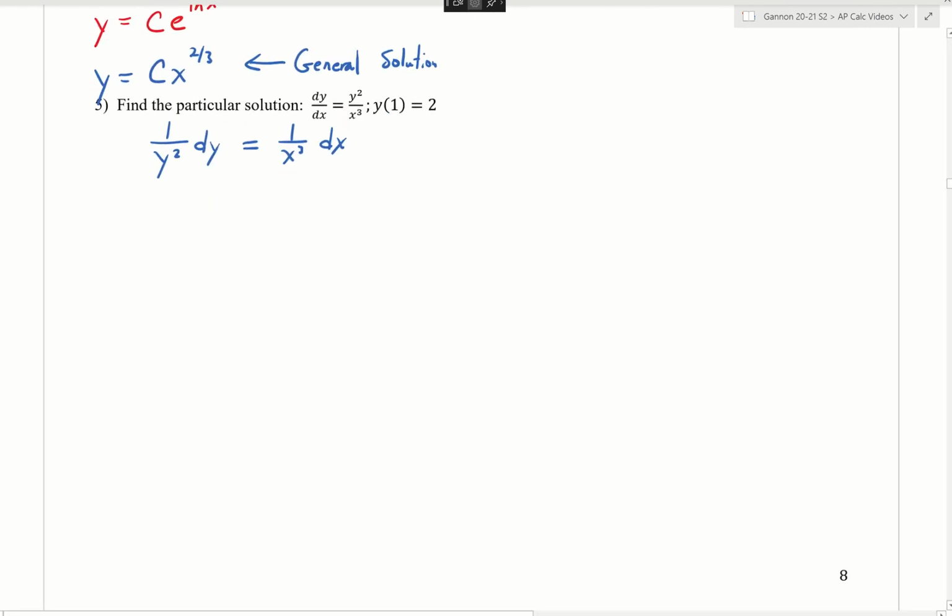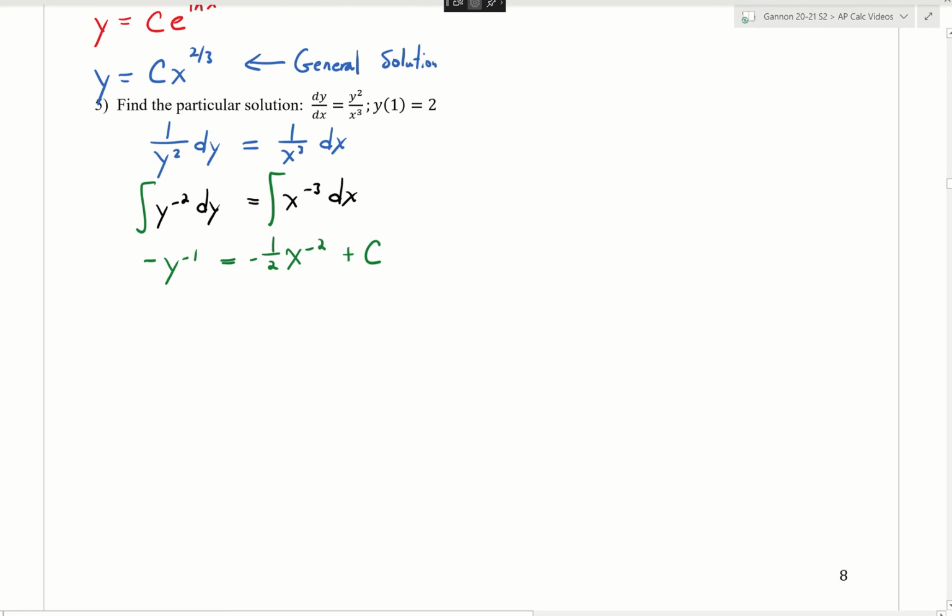So that's one thing I would keep in mind. So what I would do before I integrate is rewrite this as y to the negative 2 dy equals x to the negative 3rd dx. Then I would go ahead and start to integrate this function. So when we integrate y to the negative 2, we're going to end up with y to the negative 1, and that's going to be times negative 1. So negative y to the negative 1 equals, and then x to the negative 3rd, if you add 1, becomes x to the negative 2nd, and we're going to multiply by negative 1/2 plus c.